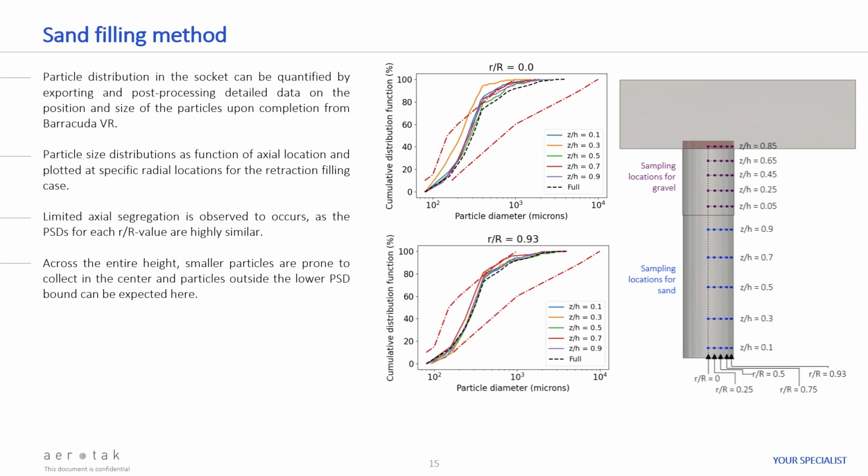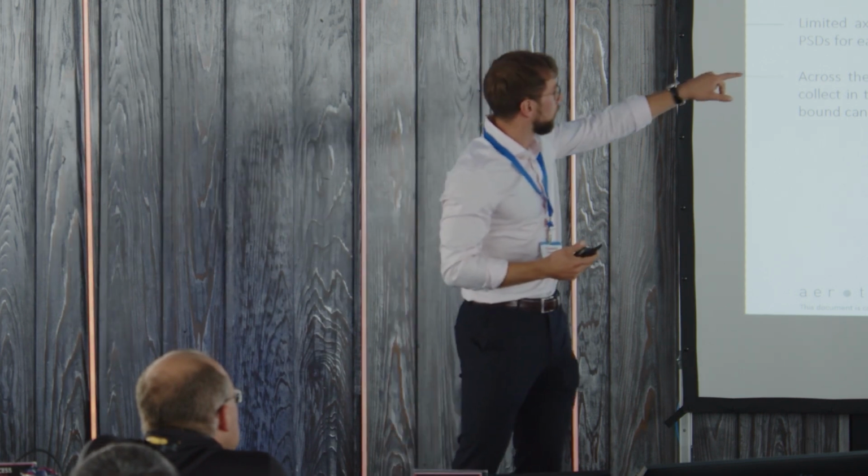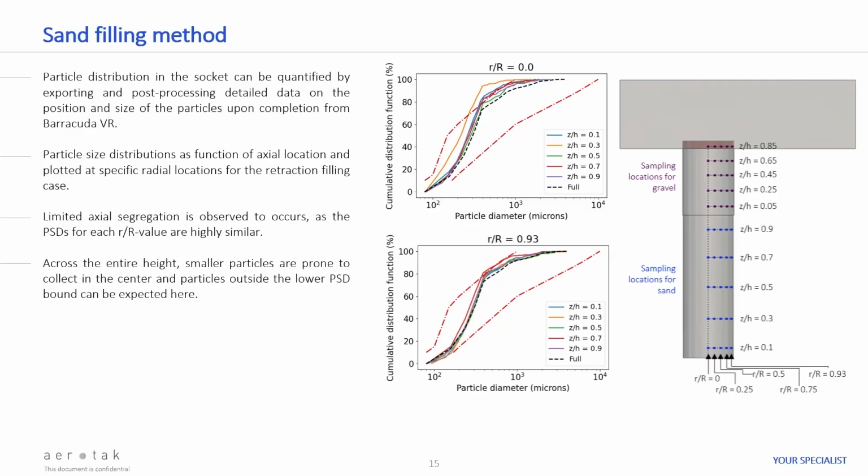The last thing that we're interested in looking at is the particle size distributions at different locations in the socket. What we were able to do at the end of the filling was to go in, take out different volumes from different locations in the socket, and compare how the particle size distribution looks to the original distribution, marked in a black dashed line. For the different locations, we can see what happens in the center, what happens near the wall, and evaluate on that.